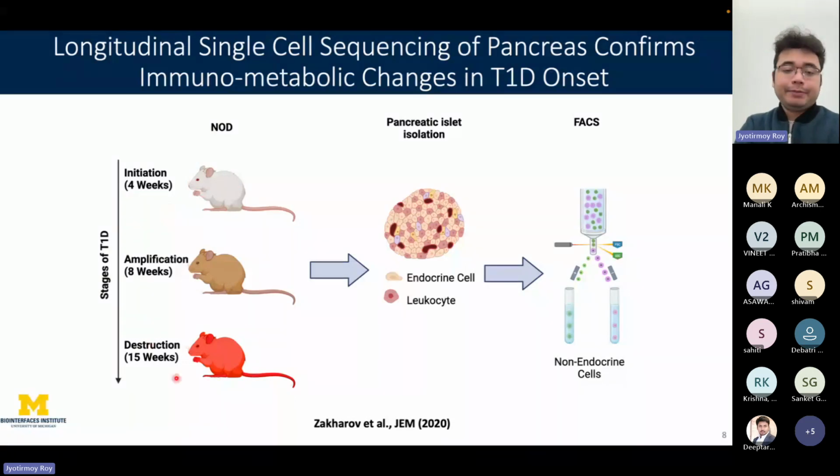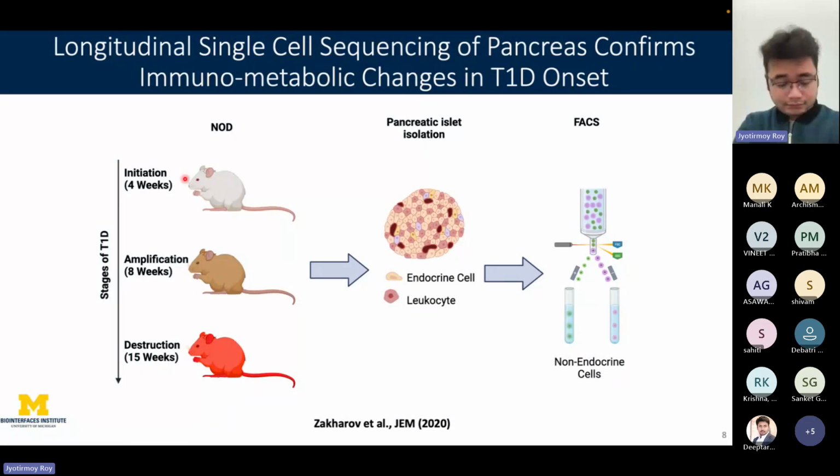At three time points, 4 weeks, 8 weeks, and 15 weeks, they have termed it as initiation, amplification, and destruction. What does initiation mean? They say that the onset of type 1 diabetes, or the initiation of the immune cell types into the pancreas, starts around 4 to 6 weeks. That's why they have termed this stage as initiation stage. This is amplification, 8 weeks. That's where they start amplifying, and destruction around 15 weeks is where they undergo full-fledged destruction.